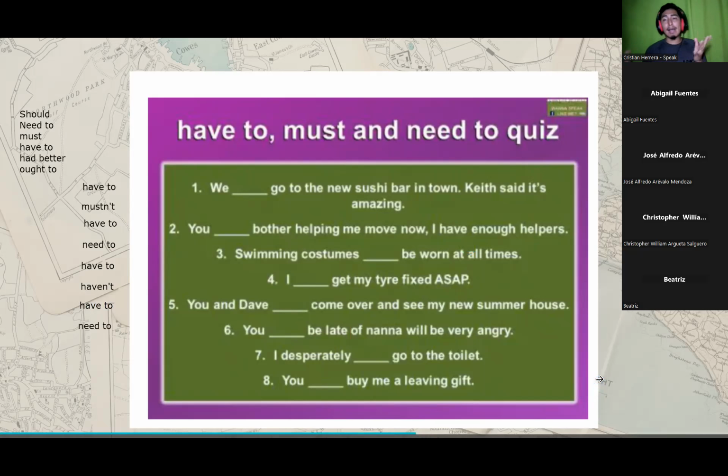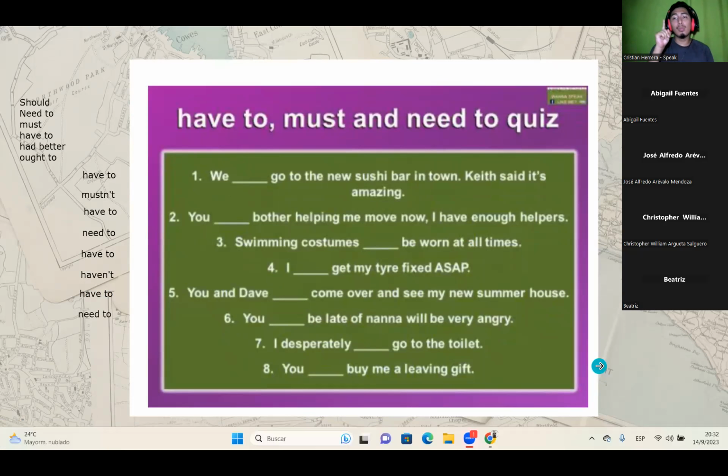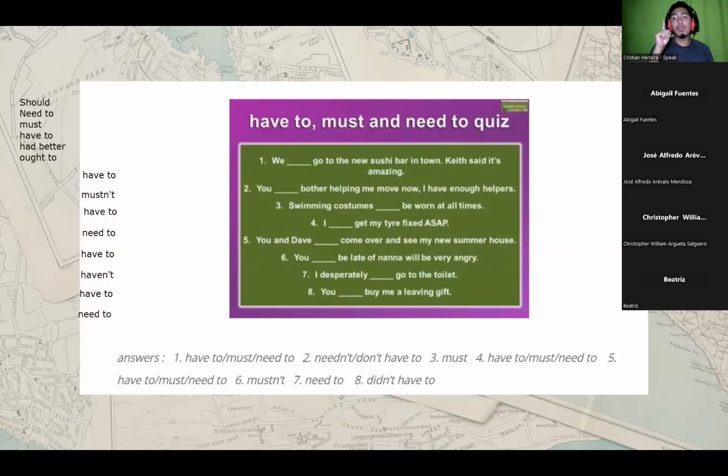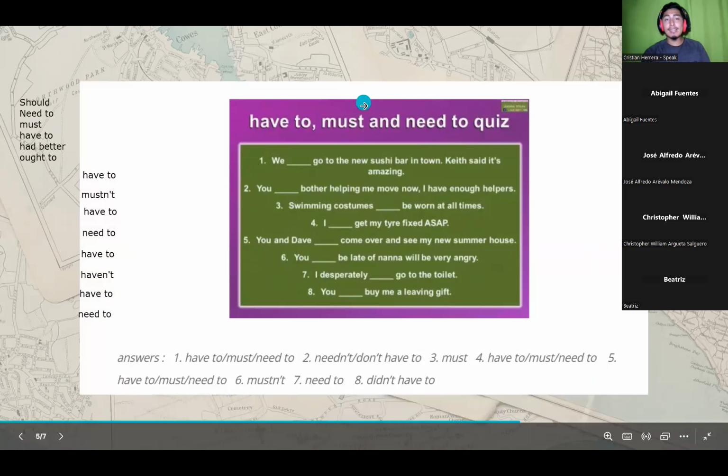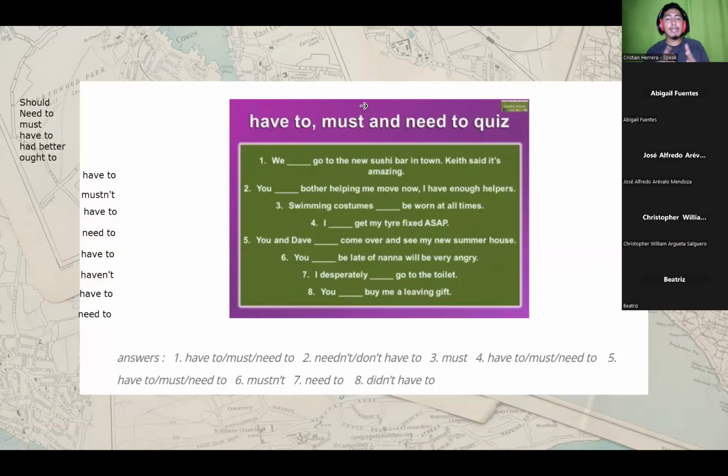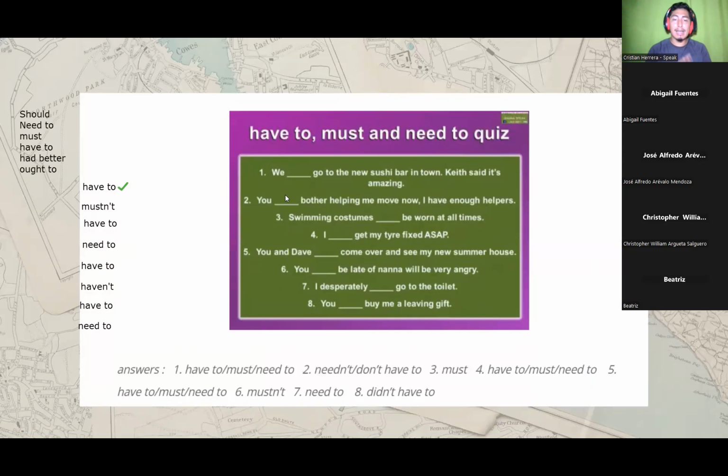Right now, everybody, we have to check if our answers are correct. Remember, in some examples, more than one answer is possible. For example, guys, look at this. In example number 1, the 3 modals are correct, okay? If we use must, have to, or need to, the context doesn't change too much. That's why we can use any of the 3. Have to, must, and need to. So this is correct.